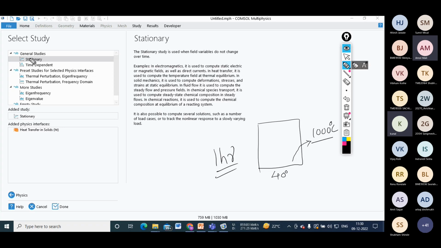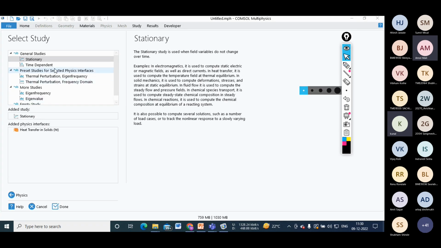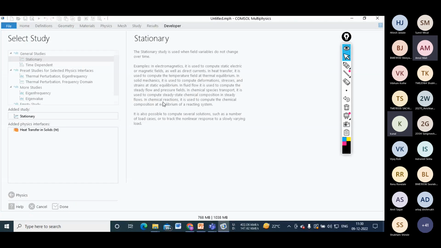So most of these two studies are used in solving application oriented problems. Today we will use the stationary. Now I have selected the study also. So what steps have I done here? First I selected the type of element, that is 2D. Then I selected the physics, and then next I added the study.